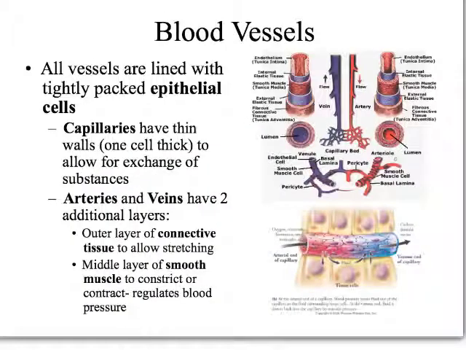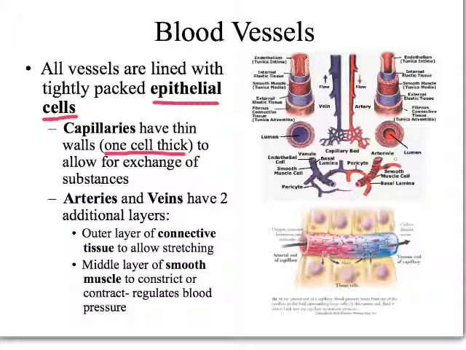So when we take a closer look at the blood vessels, all of the vessels are lined with what we call tightly packed epithelial cells. Okay, it's just a particular type of cell within your body. And capillaries are basically the most basic type of blood vessel because they are very thin. They're basically only one cell thick, so they only have one layer of epithelial cells that make them up.